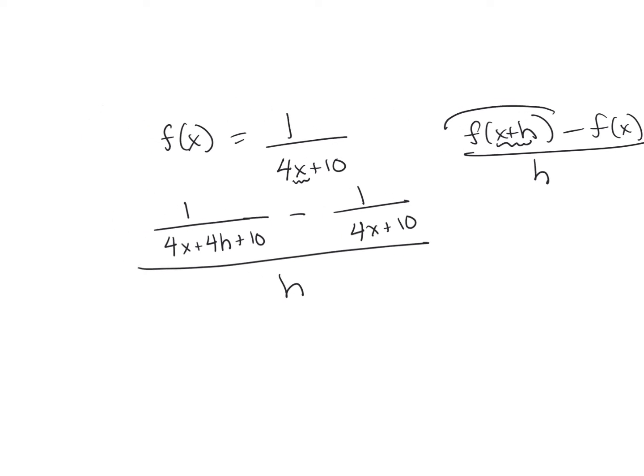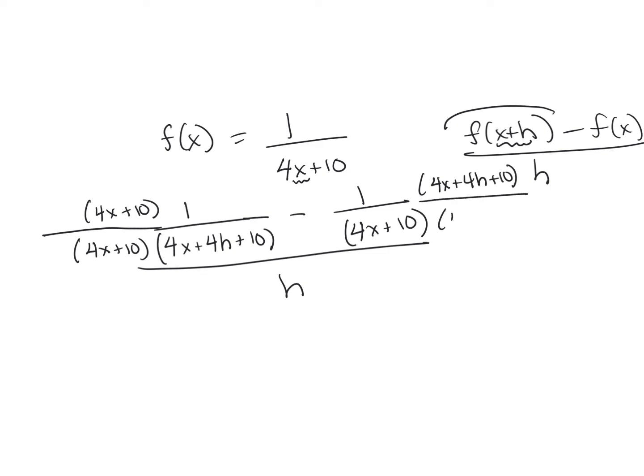And you can't just add a 4h to the top and bottom. These are sums and quantities. You have to treat them like they're their own factor. So I'm going to multiply this part by 4x plus 10 over 4x plus 10. And I multiply this part by 4x plus 4h plus 10 over 4x plus 4h plus 10.